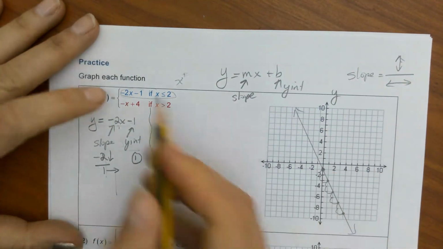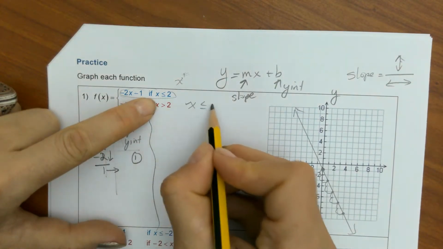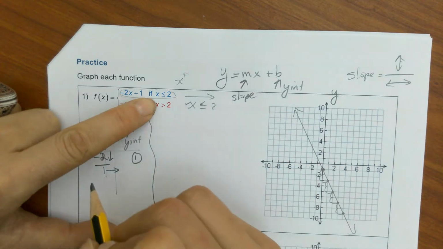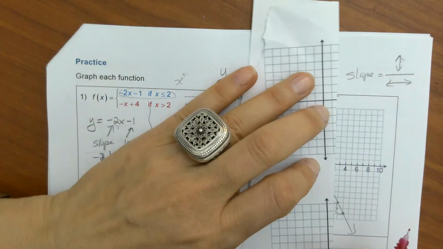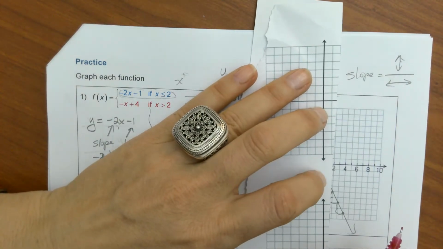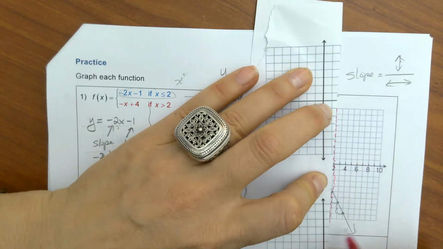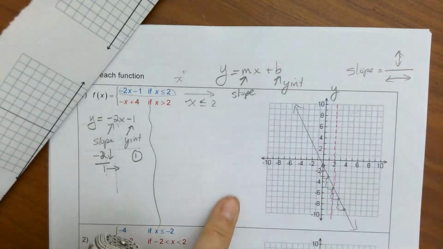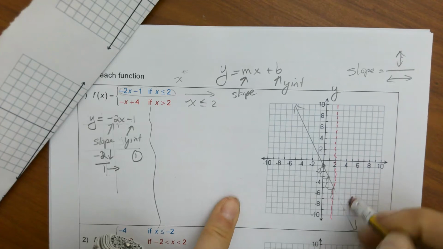But it says please only keep, when x is smaller than 2. So what I'm going to do, you don't have to do this, but I'm going to do it so you can see what I'm doing. I'm just going to put this pink line at 2. It says only keep everything that's less than 2. That means I have to erase this part. It means we don't want it.